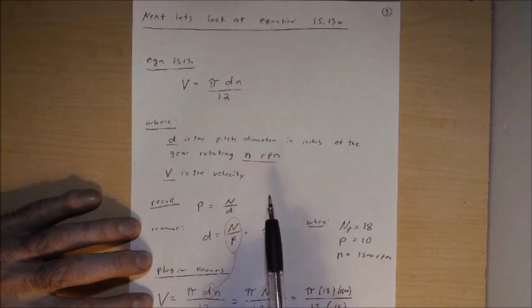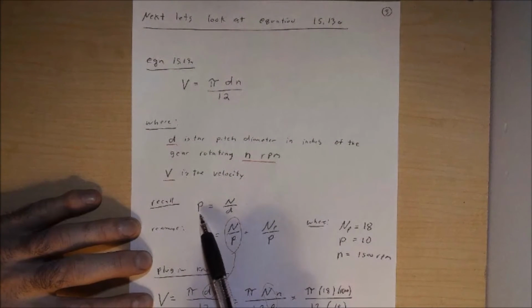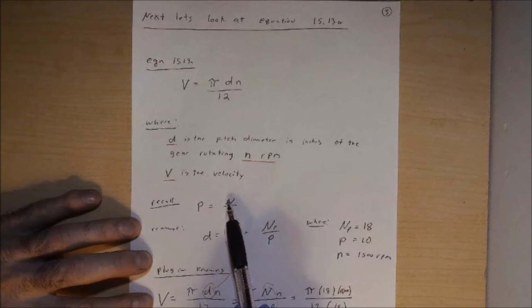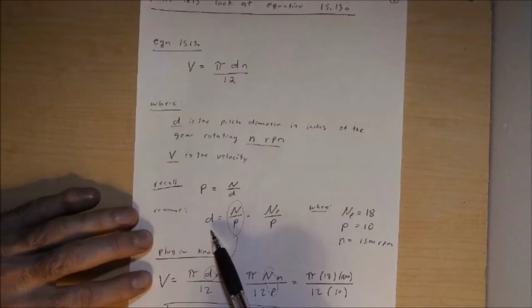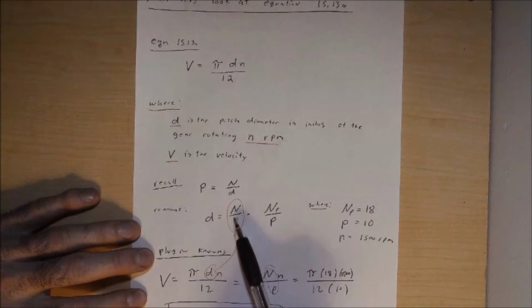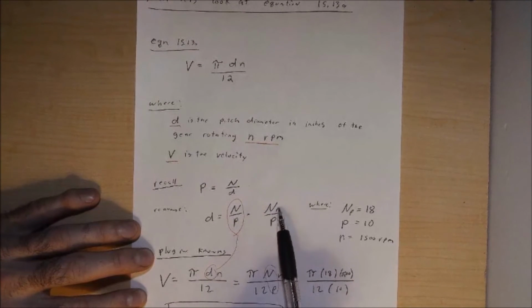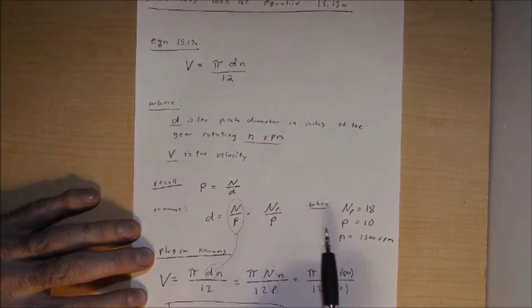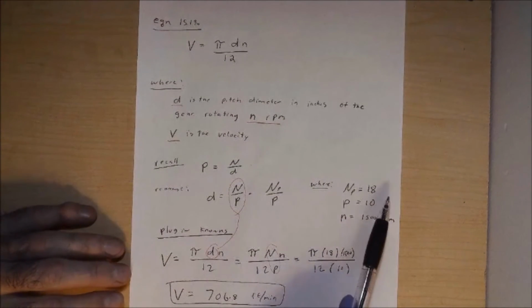V is the velocity. Now we recall this relationship that we've seen before: our pitch P is equal to n, the number of teeth, divided by D. We can rearrange this to solve for D, so D is equal to n over P. For our specific problem, this is the number of teeth in the pinion divided by our pitch, where we have all this given information.